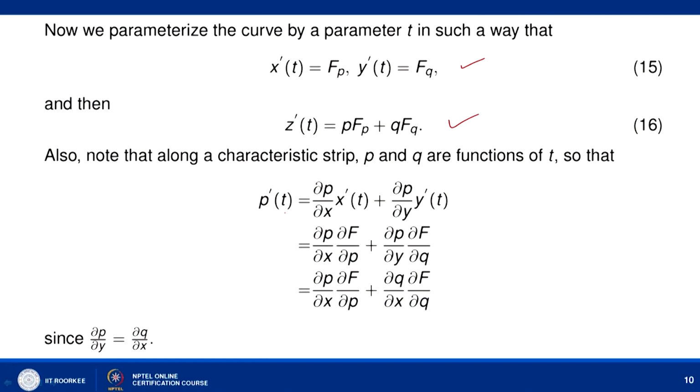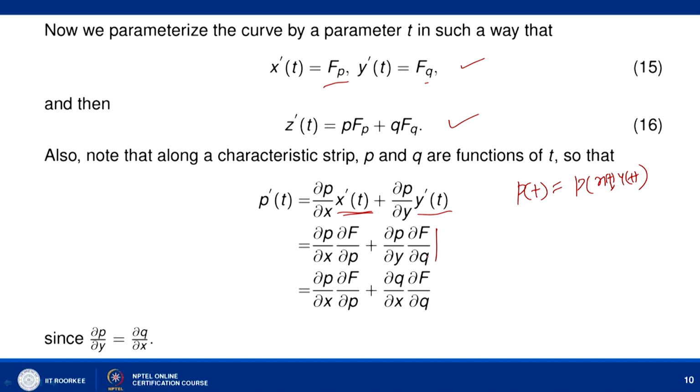So, to find out the p dash t value, p dash t equal to del p by del x, x dash t plus del p by del y, y dash t. Here I am assuming that p is a function of x comma y, where x(t) and y(t) are functions of t. So, we can differentiate with respect to t, and using the chain rule, p dash t equal to del p by del x, x dash t plus del p by del y, y dash t. Now, we already know the value of x dash t, that is f_p here. So, del p by del x f_p plus del p by del y, where y dash t is written as f_q.